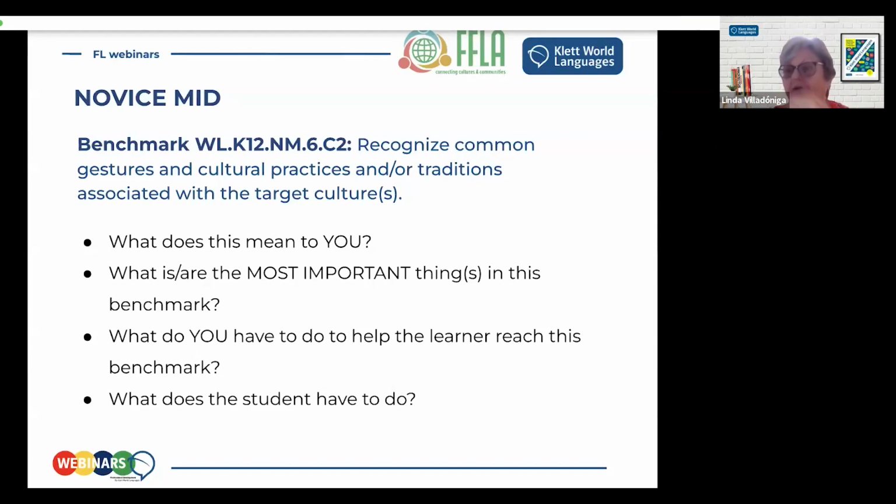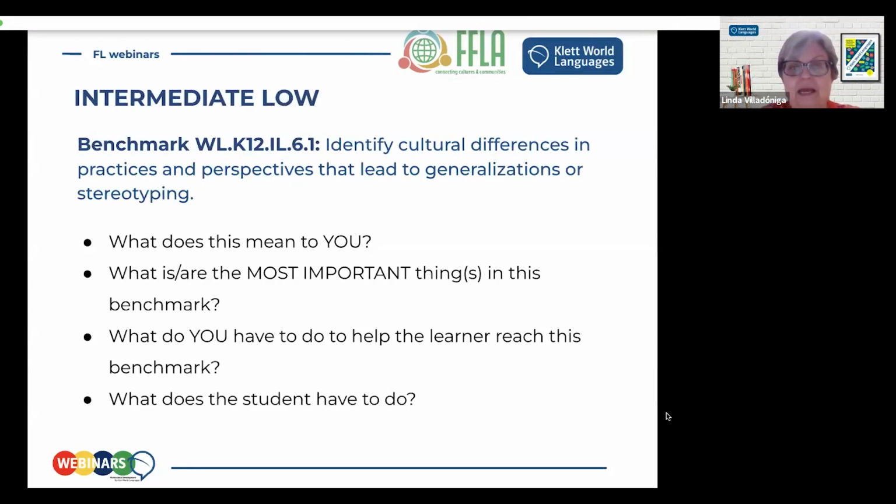Or a hug, or here it's okay for the sports guys to slap each other on the butt, but that may not be appropriate somewhere else. So, just thinking about that. Okay, let's go on to the next slide, and we'll show some of the intermediate low. Identify cultural differences in practice and perspectives that lead to generalizations or stereotypes.